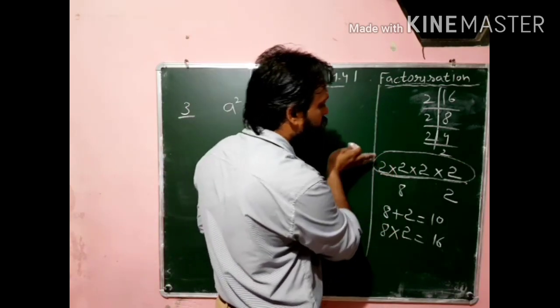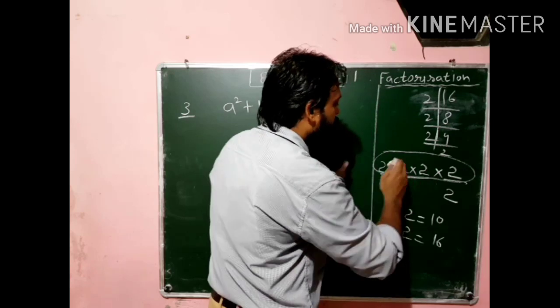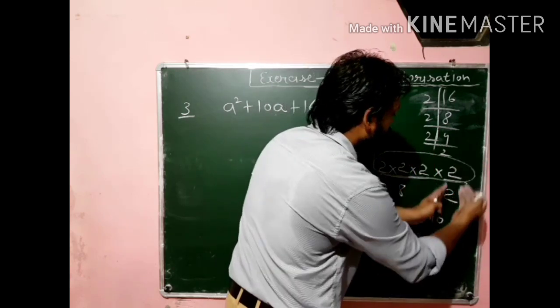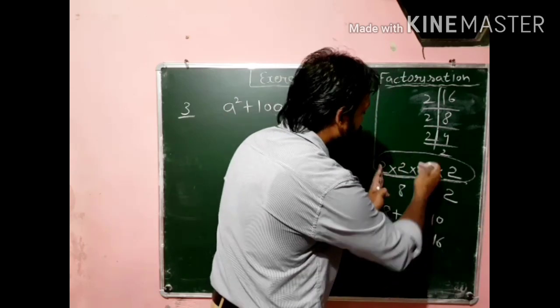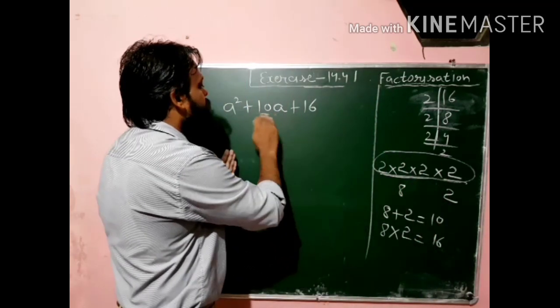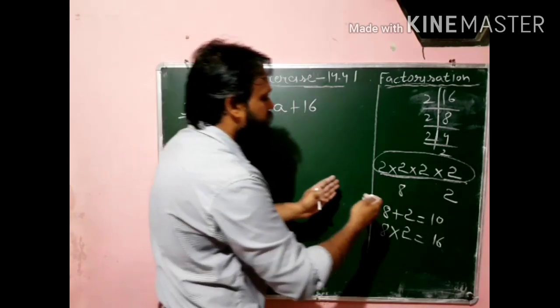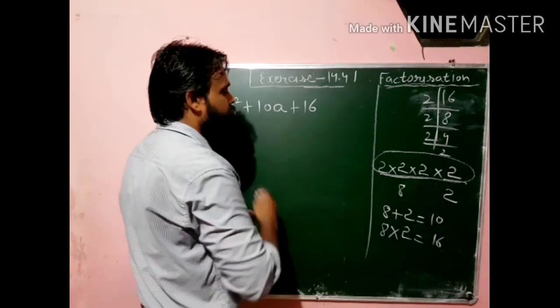Then we have to think only from these factors, how many values should we take in the first group and how many values should we take into the second group, so that after making the groups the values satisfy this condition: the sum of these two values should be equal to 10 and the multiplication of these two values should be equal to 16.